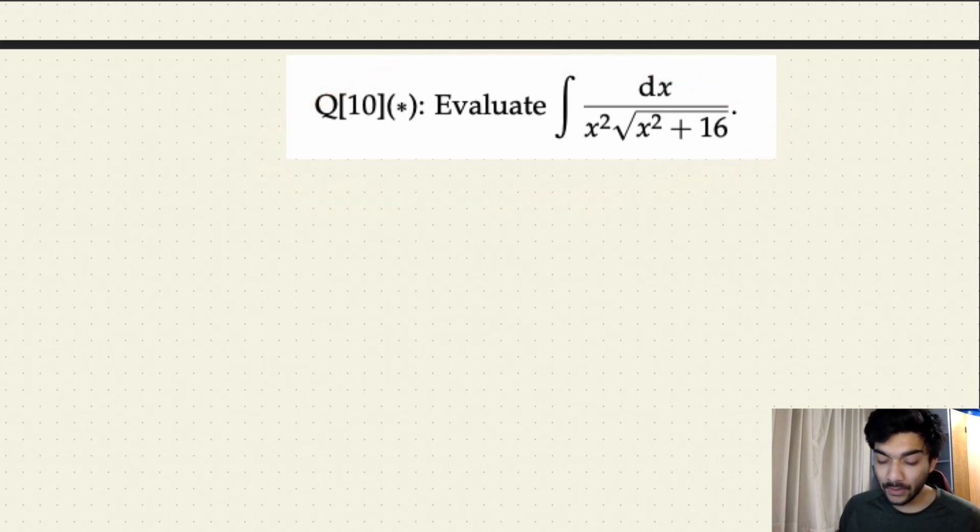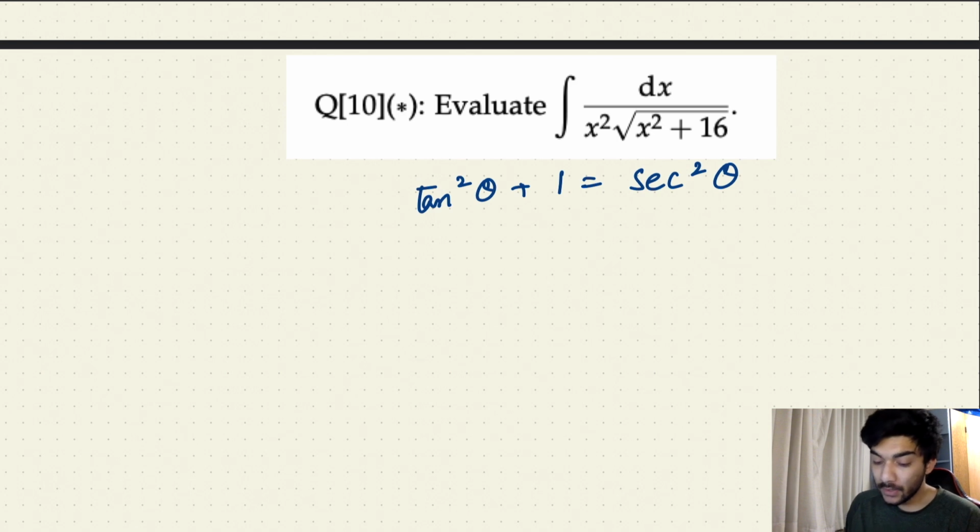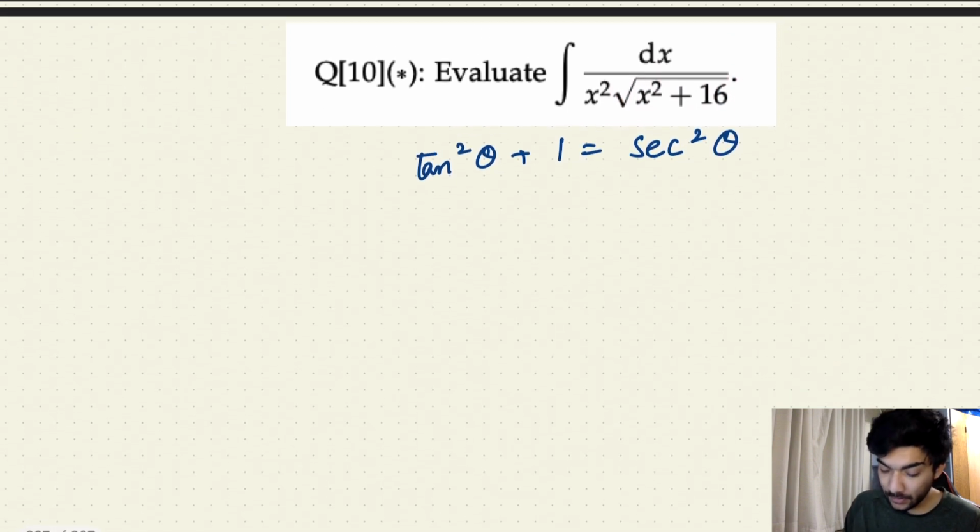So let's calculate this integral over here, and since we have x square plus 16 and we know a trigonometric identity that tan square theta plus 1 equals secant square theta, right? That is what we already know about tan square and secant square relationship, right? So if we take our x to be 4 tan theta, x square will become 16 tan square theta, right? So 16 tan square theta plus 16 in this case will become 16 secant square theta, right?